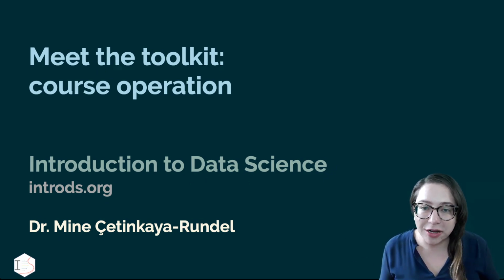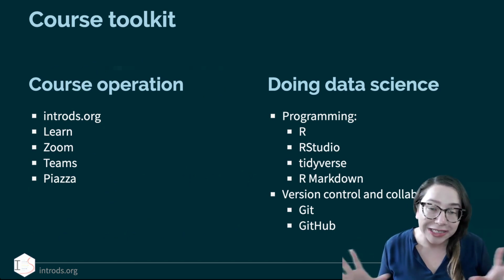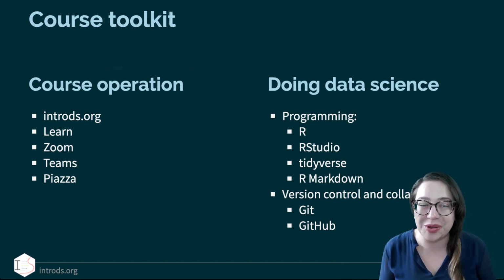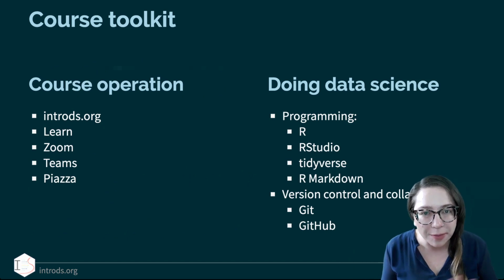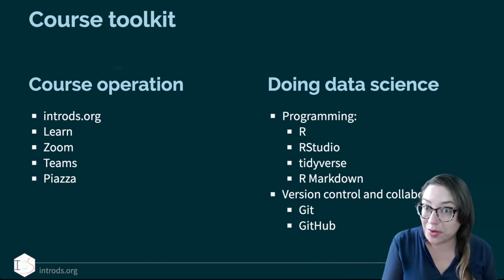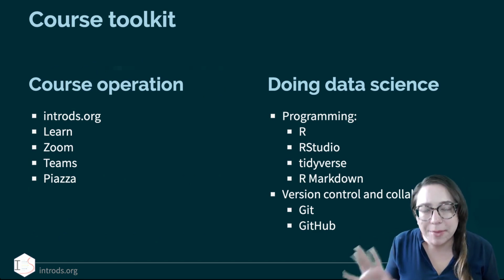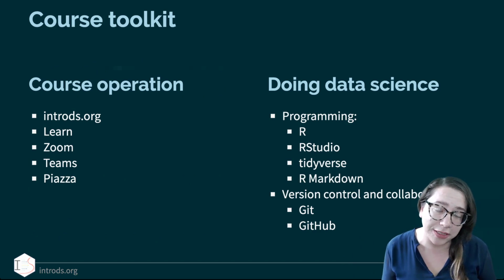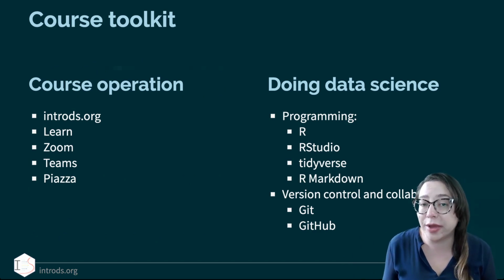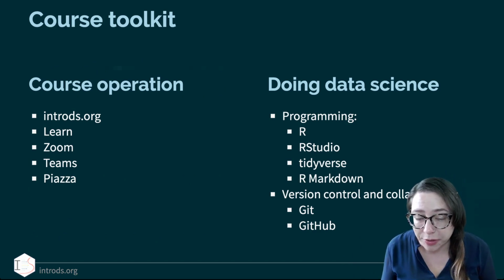So let's start with a diagram or a list of all the tools that we're going to be using in the course. And I've separated it into two buckets. One of them is for course operation and the other one is for doing data science. Some of the pieces of the course operation are there because we're running the course online this semester, and some would have been there anyway, even if we were doing some of this stuff in person.